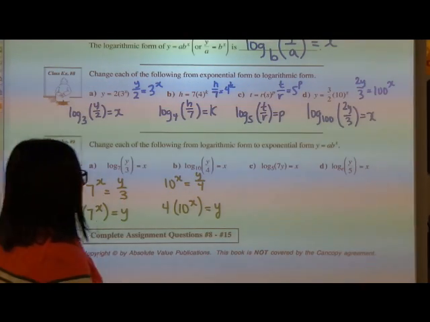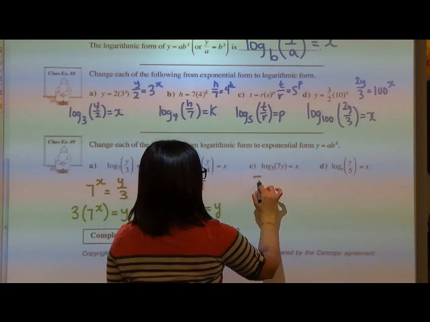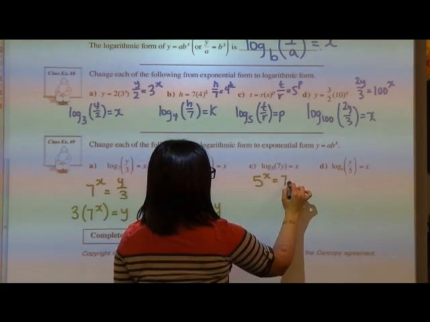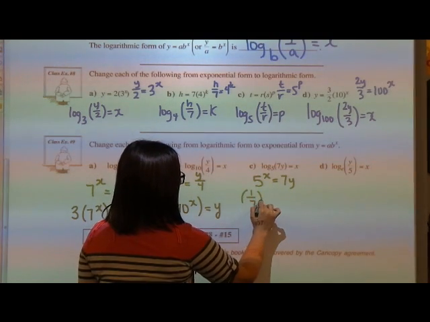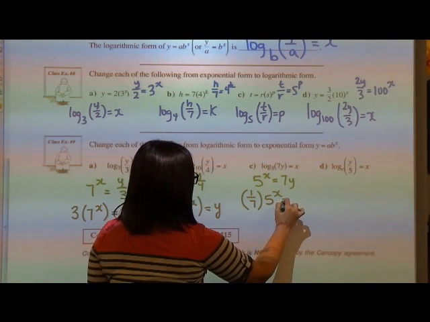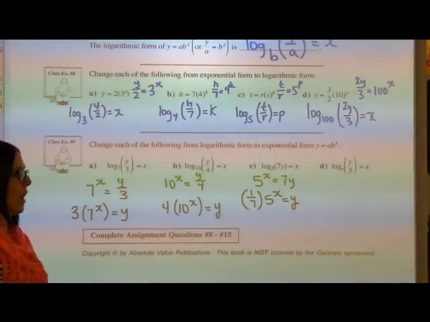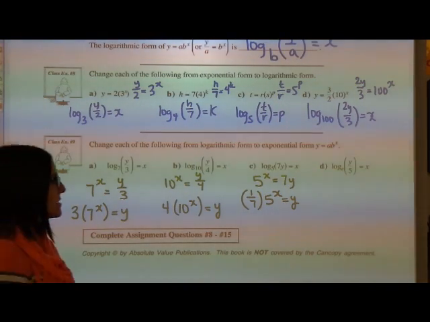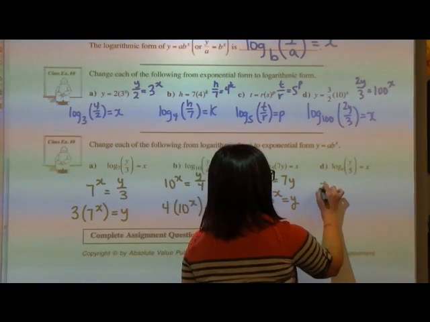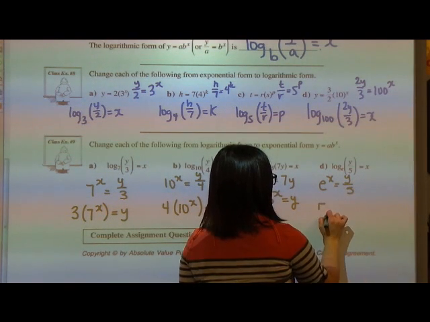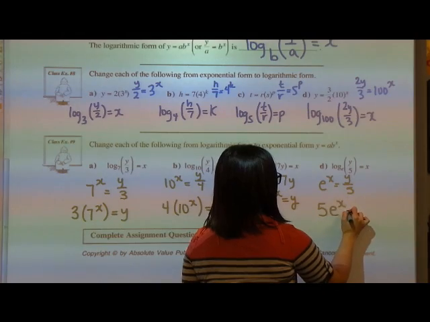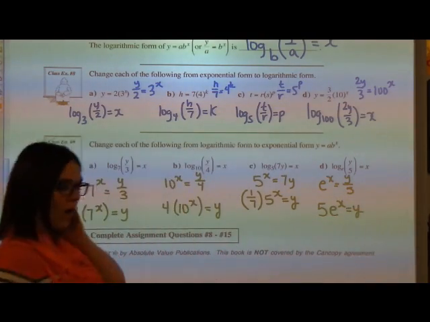With C, I get 5 to the power of x is equal to 7y. Bring the 7 over and it becomes 1/7 times 5 to the power of x is equal to y. And then the last one is e to the power of x equals y over 5. So I now have 5 e to the power of x equals y.